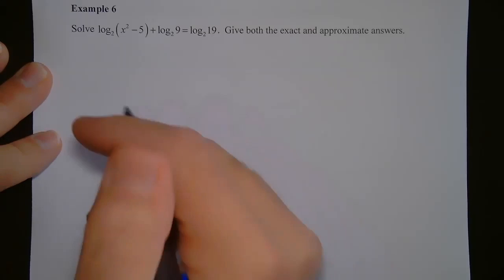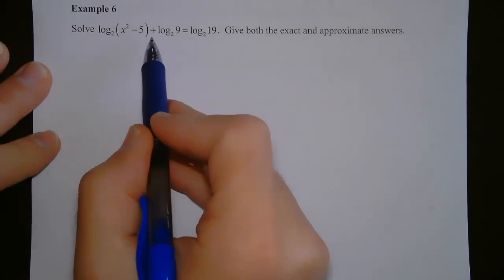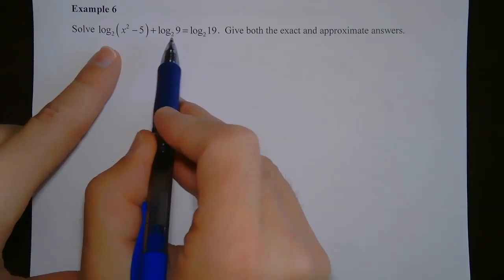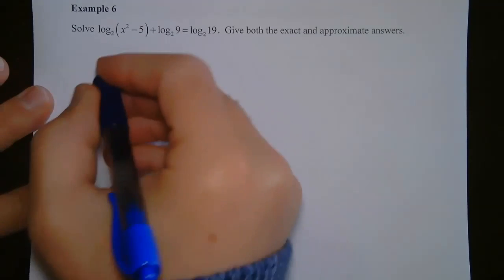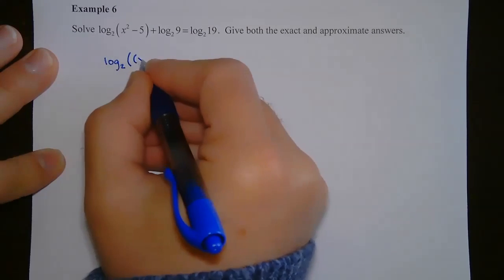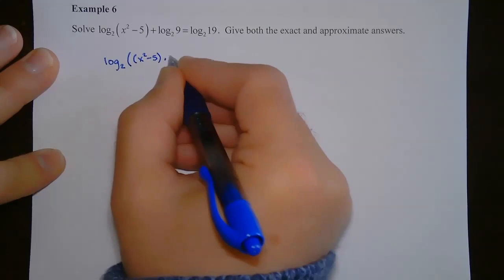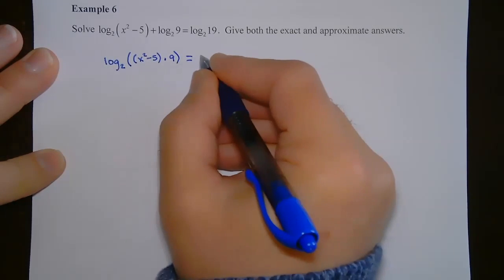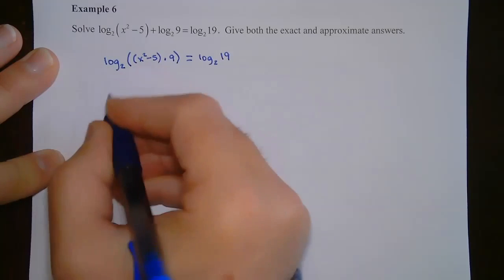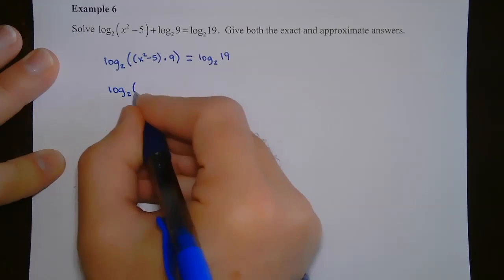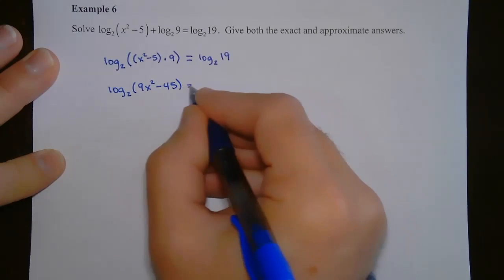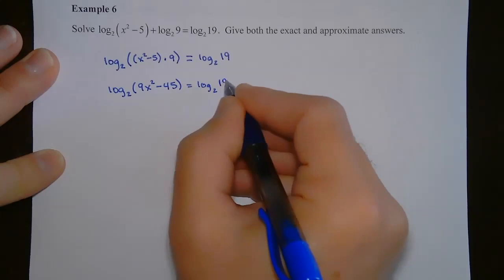For example 6, we want to solve log base 2 of x squared minus 5, plus log base 2 of 9, is equal to log base 2 of 19. Because I'm adding here and the logarithms have the same base, I can multiply the two arguments together. So we rewrite this as log base 2 of (x squared minus 5) times 9, is equivalent to log base 2 of 19. Distributing the 9, this makes log base 2 of 9x squared minus 45 equal to log base 2 of 19.